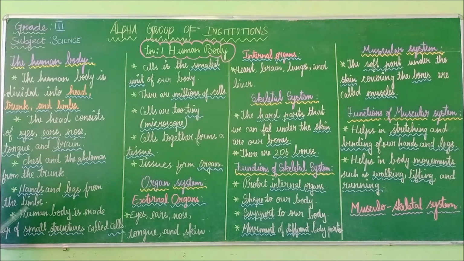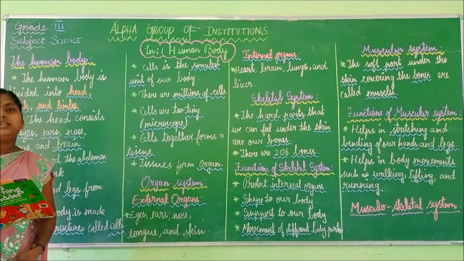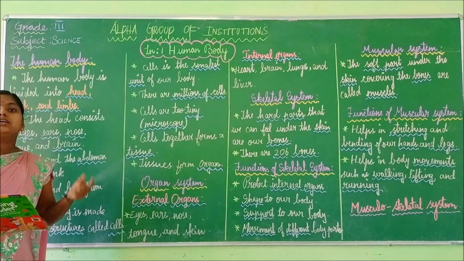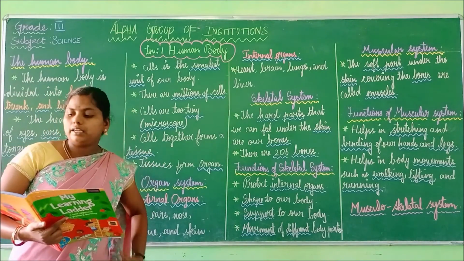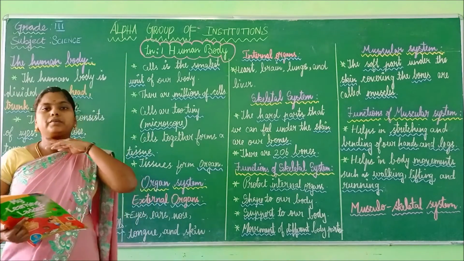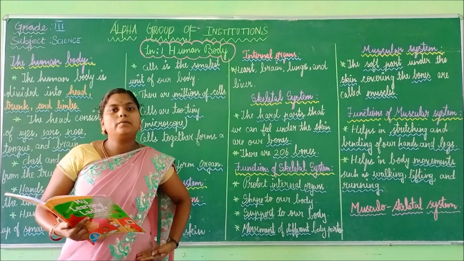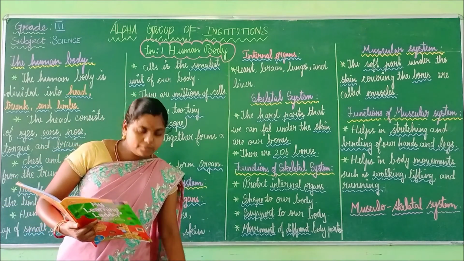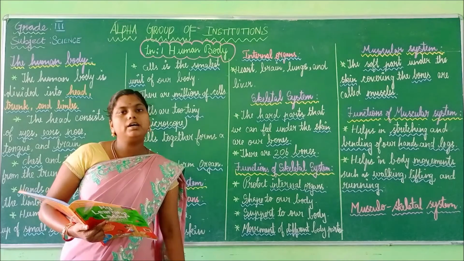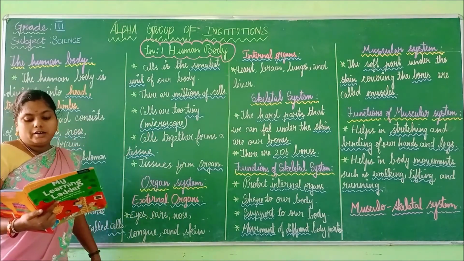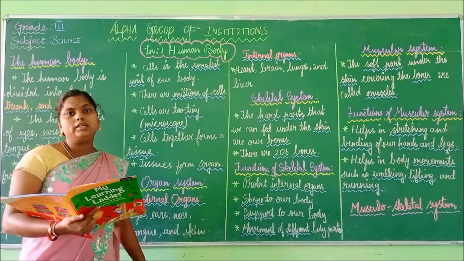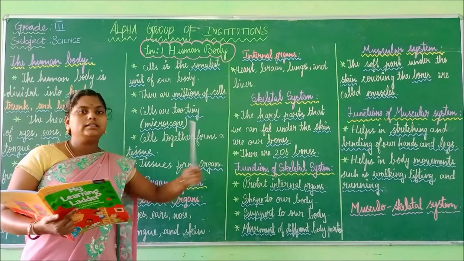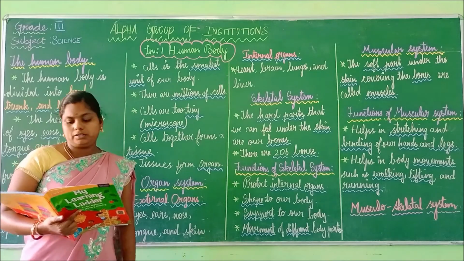Hands and legs form the limbs. So we said that head, trunk and limbs. From here it is our neck, from our abdomen it is our trunk, and down to the legs and feet it is our limbs. Limbs are joined to the trunk. So to the trunk, these hands and legs are joined.